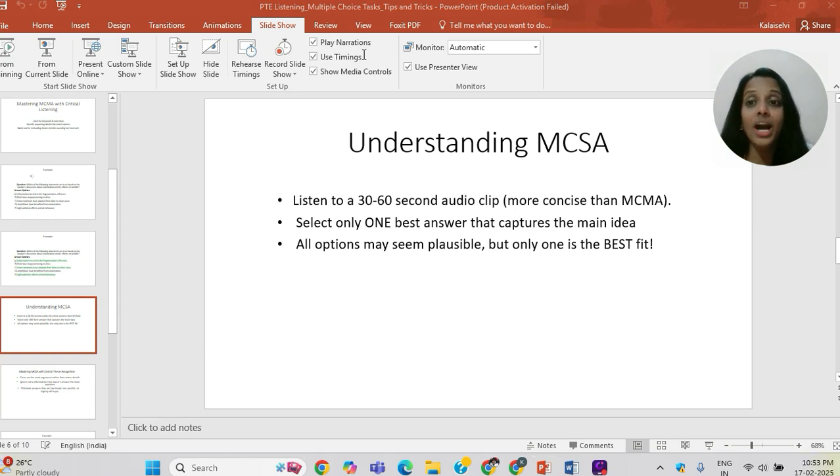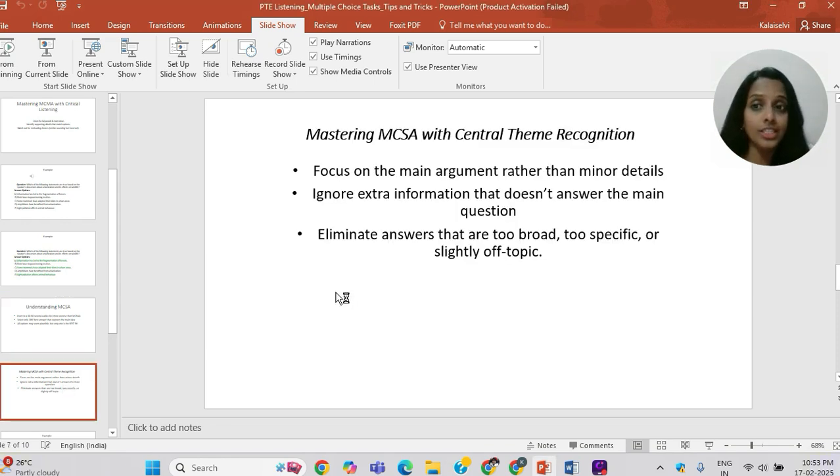Here you need to identify the central theme. Try to focus on the speaker's main argument rather than getting lost in details and ignore extra information that might sound important but doesn't address the main point. Right. So always try to ignore additional information which is not important. Eliminate answers that are too specific, too broad, or slightly off topic.